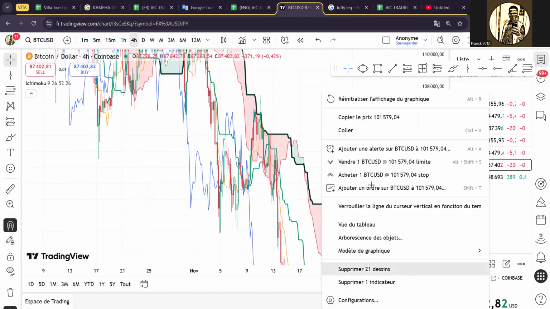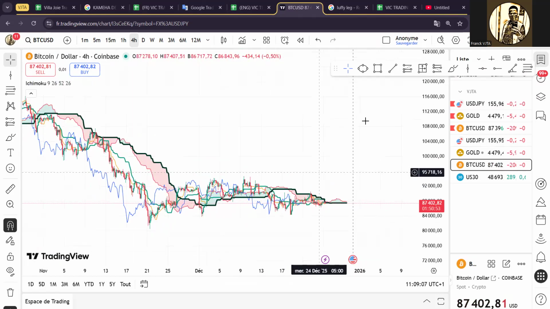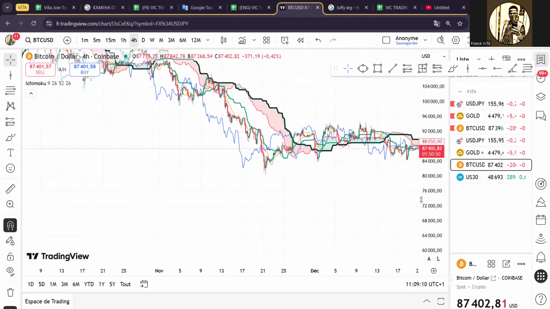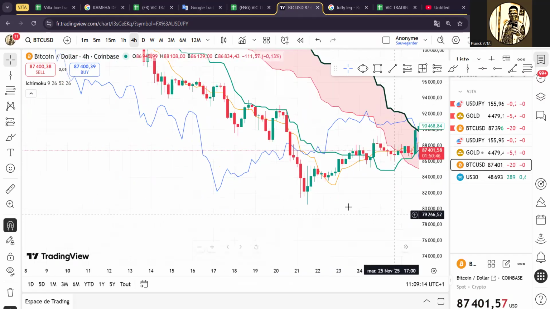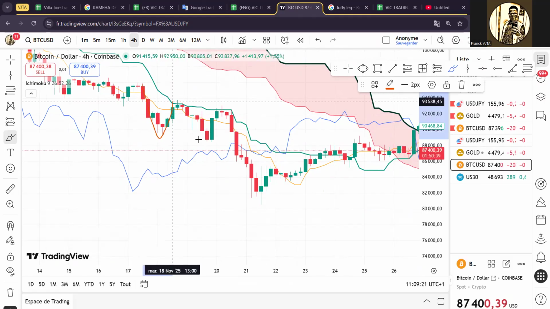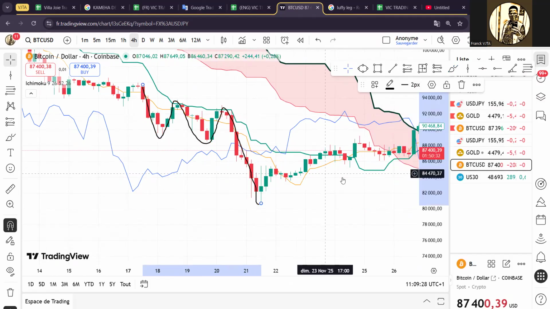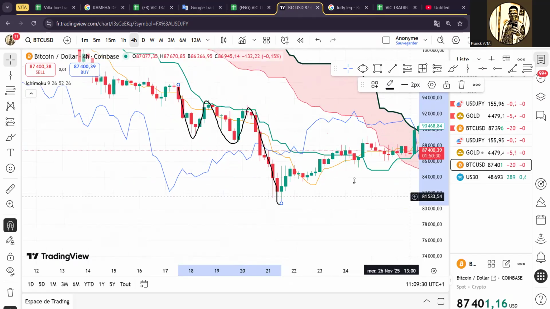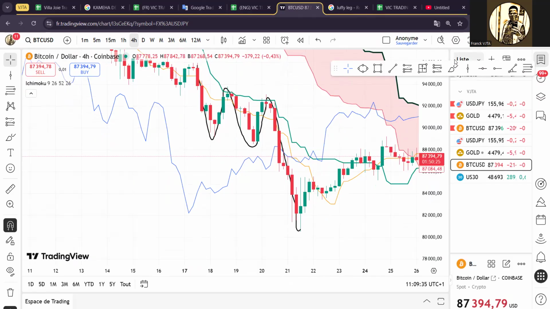Let's go on Bitcoin. Okay, let's take this Luffy leg. The market was going down, creating lower lows, and then created the last Luffy leg here.